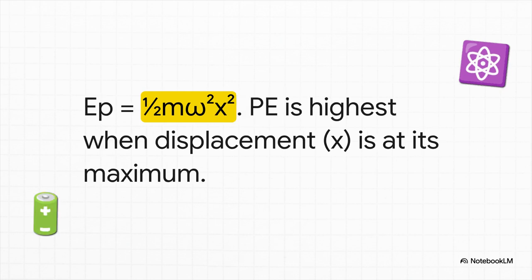And the formula for potential energy? It's even simpler. It's just telling us that the farther you are from the center, x, the more energy you've got stored up.